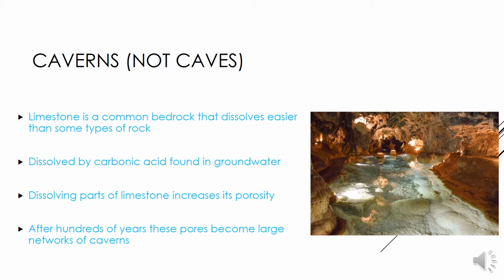Dissolving parts of limestone increases its porosity. These already existing pores get bigger inside of the limestone. After hundreds of years, as these pores continue to get larger, you get a large network of caverns from these pores as water flows through them and forms these big old caves.